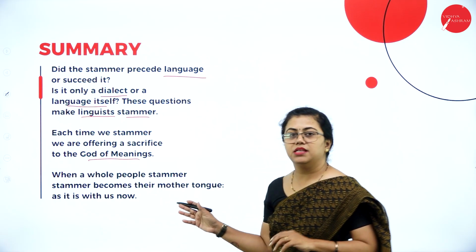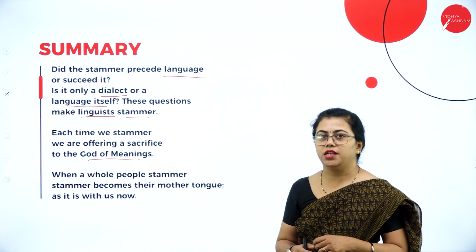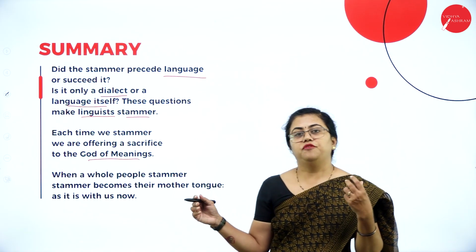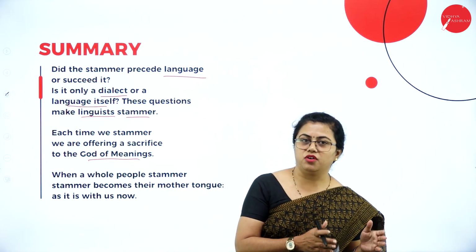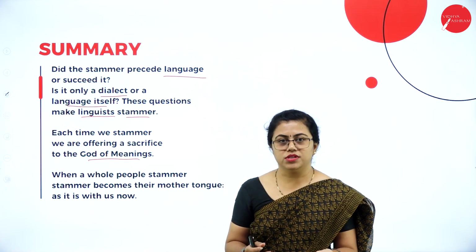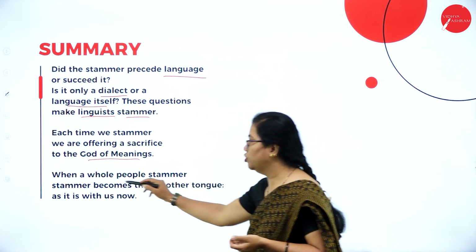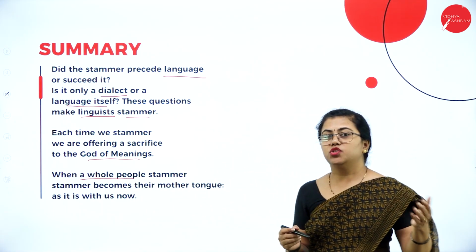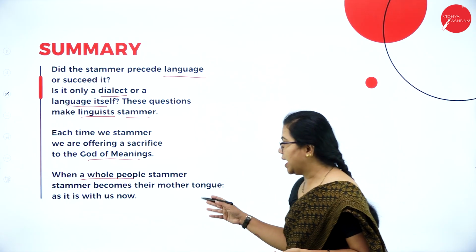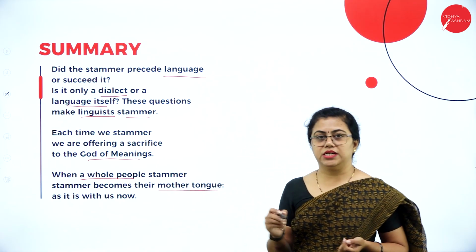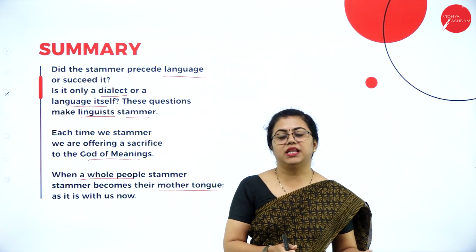When a whole people stammer, stammer becomes their mother tongue, as it is for us now. So here there are very few people who stammer, when you compare to people who speak very well. So when a lot of people stammer, he's talking about a group of people. When a whole people stammer, that time stammer itself becomes a mother tongue. Stammering itself becomes a mother tongue, that itself becomes a language.